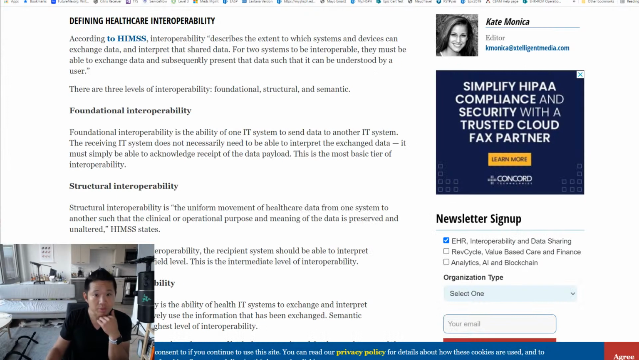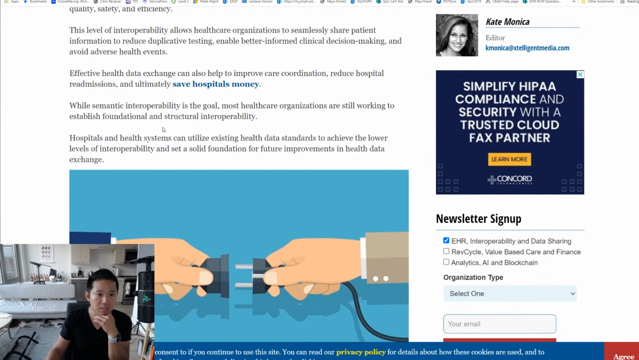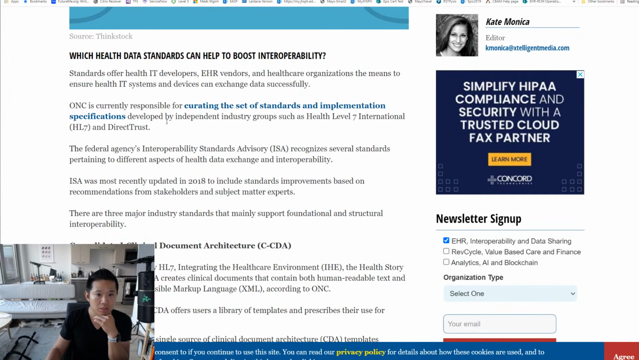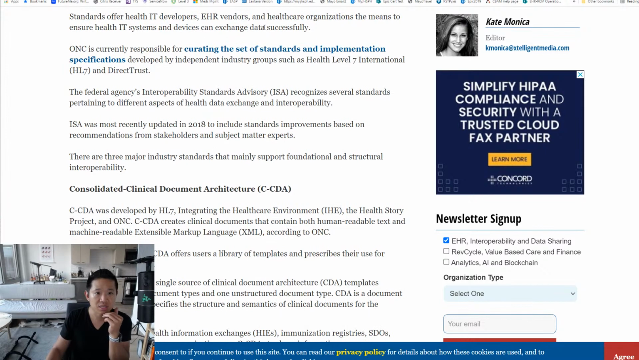According to it, interoperability describes the extent to which systems and devices can exchange data and interpret that shared data. For 2 systems to be interoperable, they must be able to exchange data and subsequently present that data such that it can be understood by a user. There are 3 levels: foundational, structural, and semantic. Standards offer health IT developers, vendors, and healthcare organizations the means to ensure health IT systems and devices can exchange data successfully. ONC is currently responsible for curating the sets of standards and implementation specifications developed by independent industry groups such as Health Level 7 International, HL7, and Direct Trust.